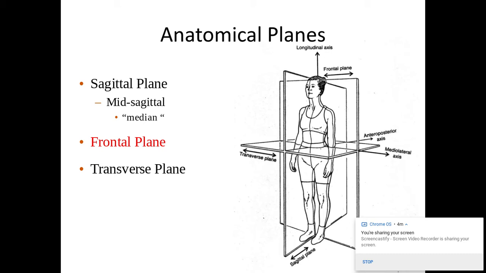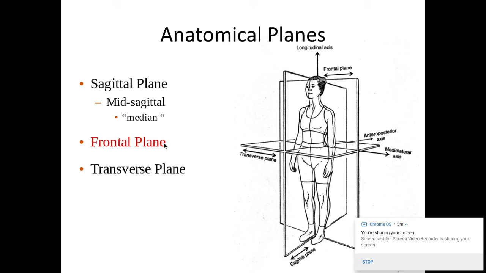So it's going to cut right from the forehead all the way down the nose, basically putting your body into a right side and a left side. You have your frontal plane, and this one runs from the top of your head all the way down to your feet, but it's cutting your body into front and back positions. So you have your sagittal, like I said, cutting you from right to left.